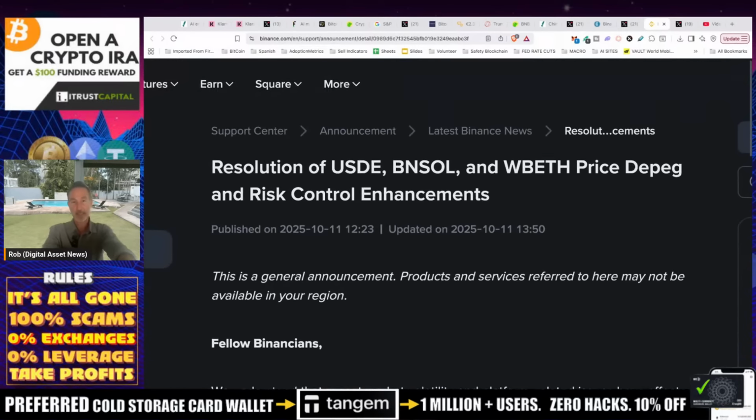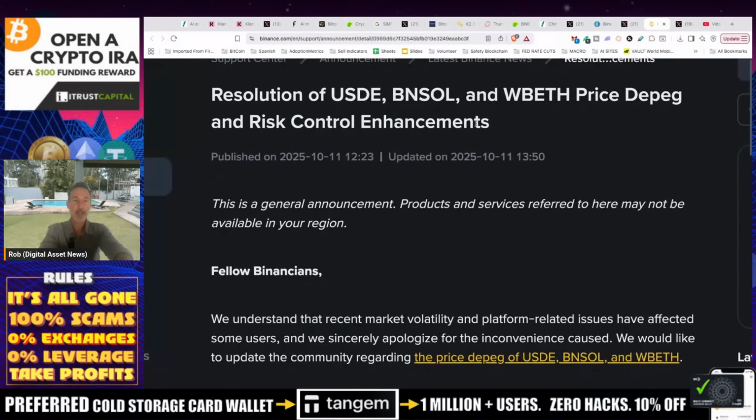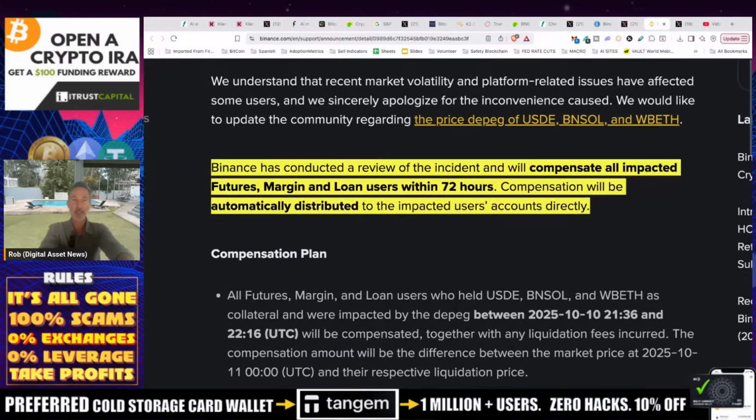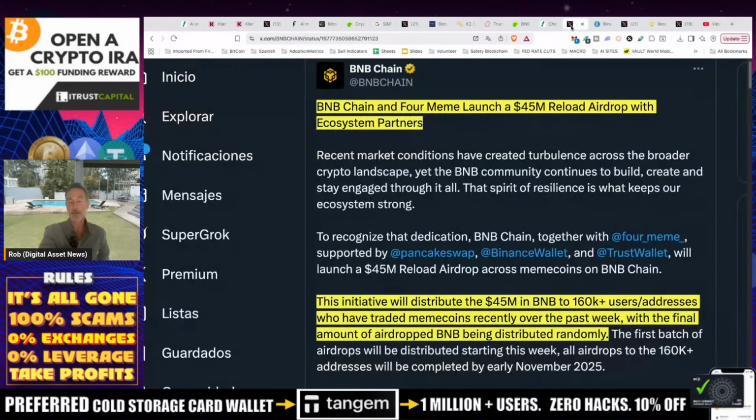And then lastly, of somewhat murky news, because of this price depeg, Binance conducted a review of the incident and will compensate all impacted futures, margin, and loan users within 72 hours. Compensation will be automatically distributed to the impacted users' accounts directly. So, hey, good for Binance stepping up and, you know, saying, hey, we're going to try to pay things back. Now, some people say, well, who cares? They were responsible for it. And to that, I say, you might be right.